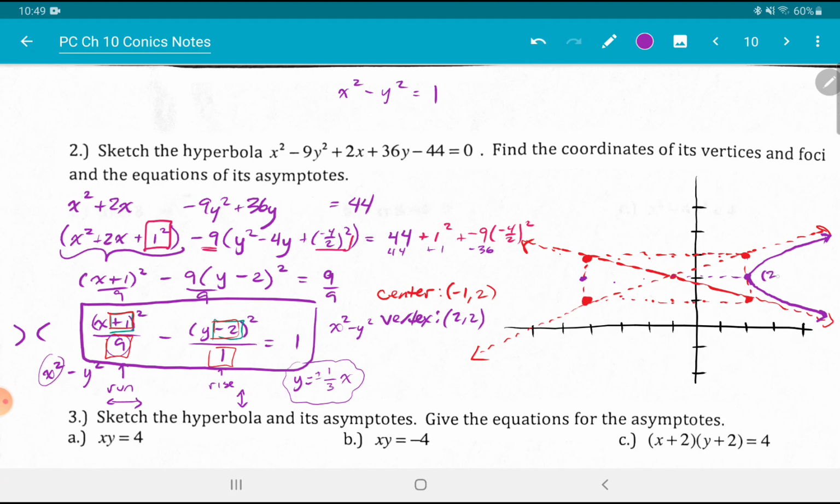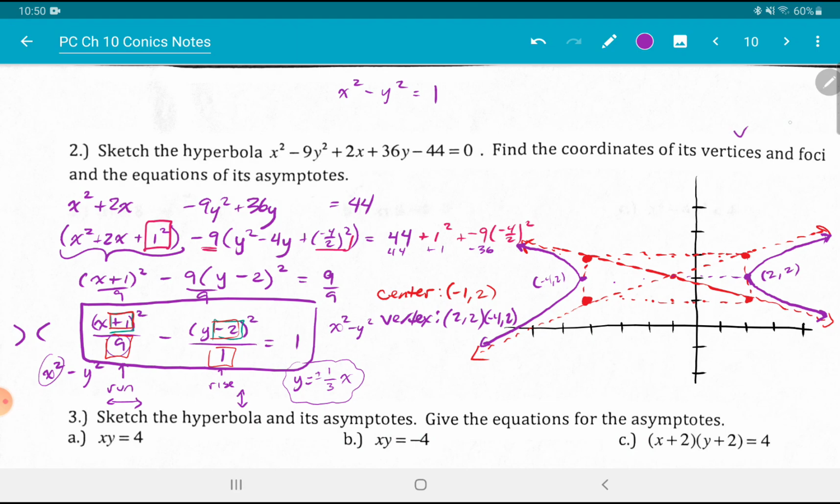That's going to be at 2, 2. And my other vertex was at negative 4, 2. Negative 4, 2. Okay, and then from there, we can sketch our hyperbola. Remember, come up towards the asymptotes, never touching it. Don't touch it. Okay. All right, so there's our hyperbola, basically.